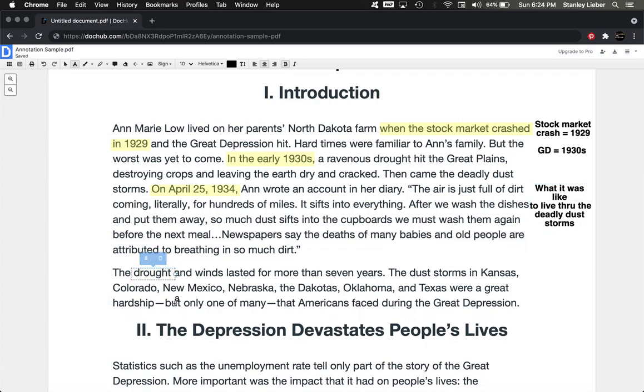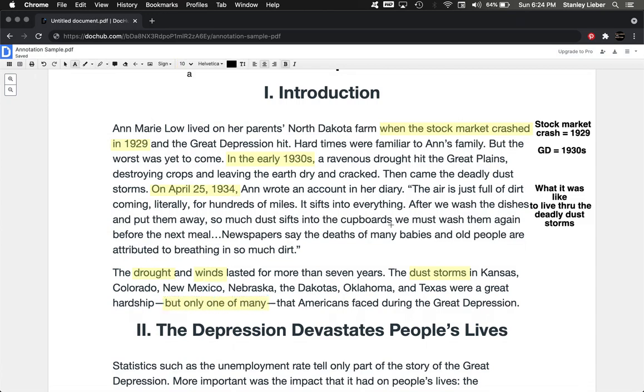We're focusing on droughts. So I'm going to come in with my highlighter and again just mark some of these areas. So we've got droughts, we've got winds, we've got dust storms as being potential main ideas of the reading, as some of the hardships that were faced. But down here it also says one of many. So we know, okay, the rest of this reading is going to give us more background information on what the other hardships were.